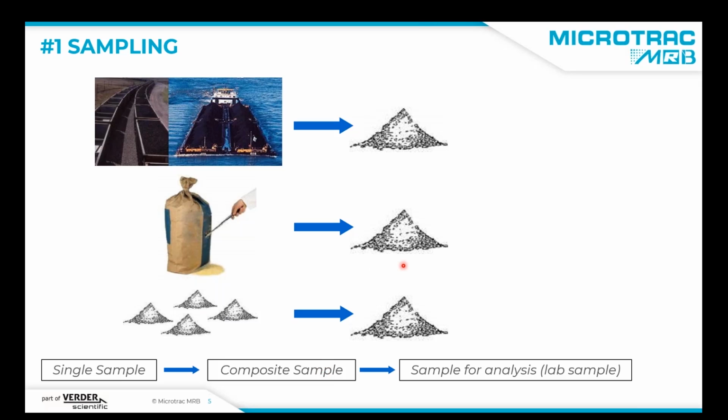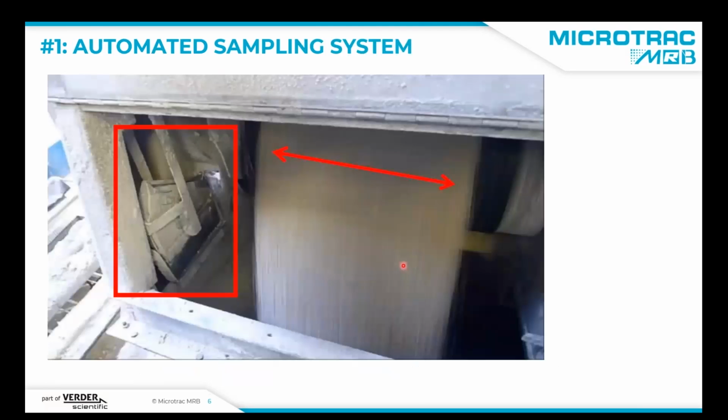If you are lucky, you will have an automated sampling system at your disposal, which might look like the one you see on this image here. This is a conveyor belt, and here is a stream of particles.